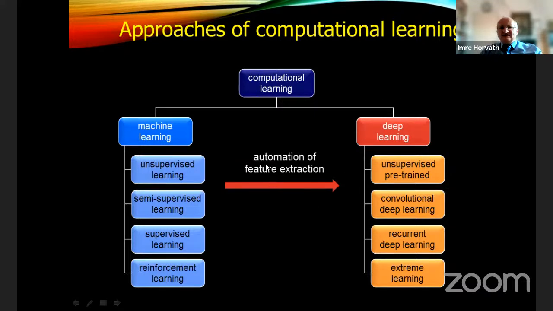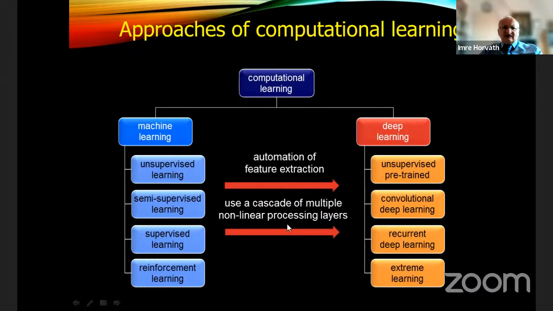deep learning has automated mechanisms for feature extraction. The second improvement is that deep learning structures, architecture, use a cascade of multiple non-linear processing layers, and that enhances their computational capability. And deep learning having many layers, even output layers or close to output layers, offers the opportunity for transfer learning.